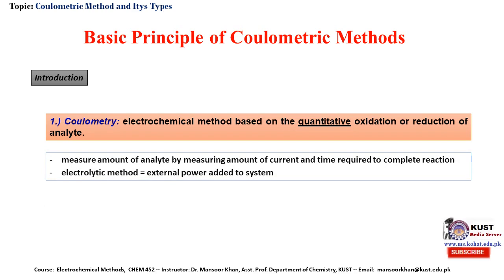In colorimetry, we measure the amount of analyte by measuring the amount of current and time required to complete the reaction. An electrolytic method is equal to external power added to the system. So the amount of current added to the system is the basis for quantitative analysis. It means if the amount of analyte is greater, a high amount of external current will be required, and if a low amount of current is required, it means that the concentration or total amount of the analyte to be determined is low.